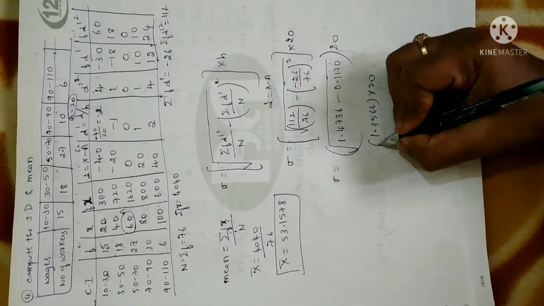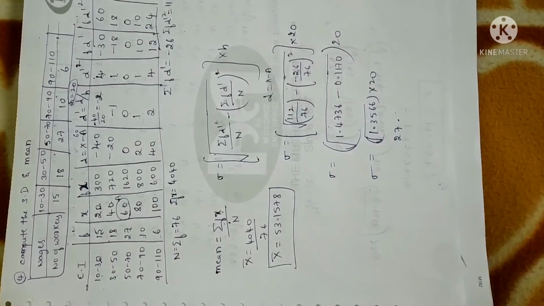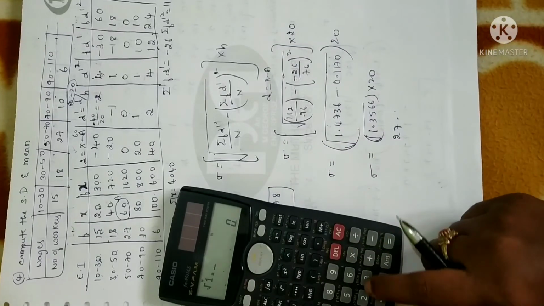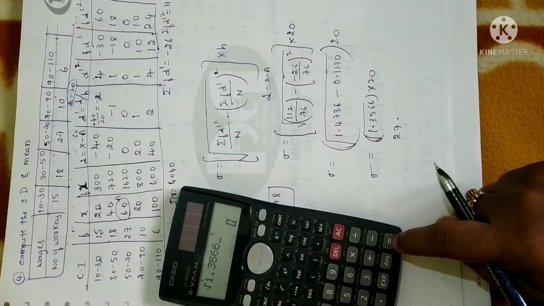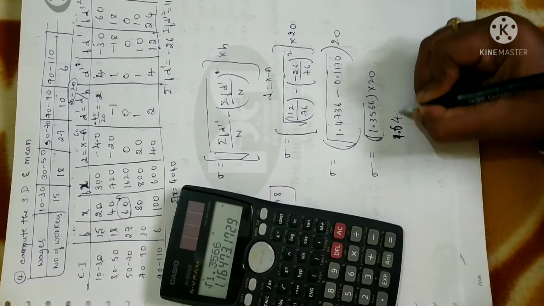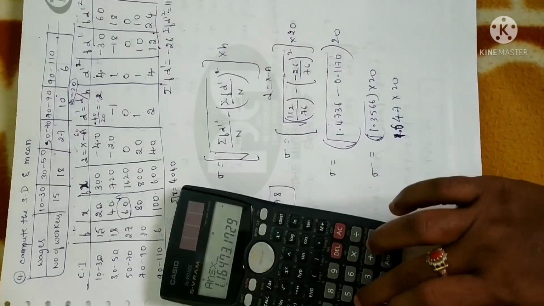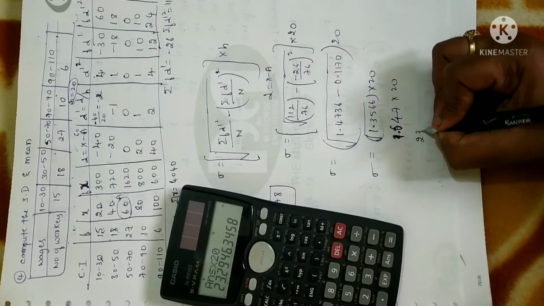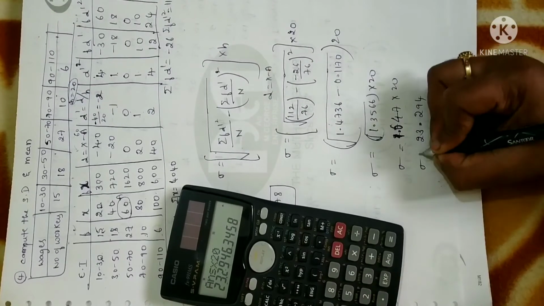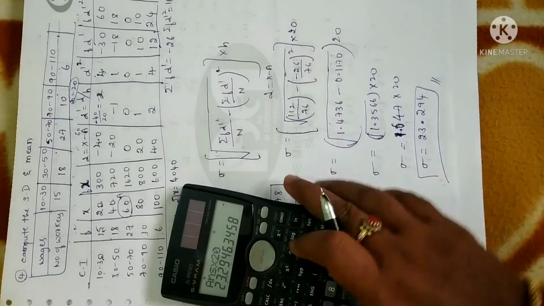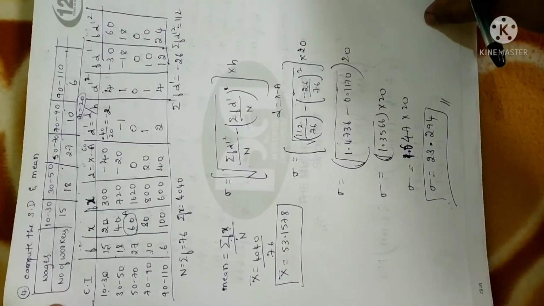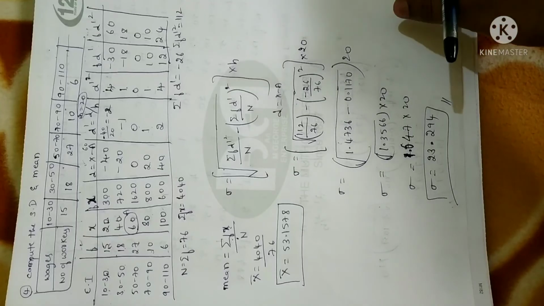Oh I'm sorry, I missed the square root here. So you have square root. So remember before simplifying the steps. So square root of 1.3566 is 1.647 into 20. So I have to multiply this with 20. That will give us 23.294. So required standard deviation is 23.294. Clear? Only thing is you have to remember the formula. Hope so it is clear.